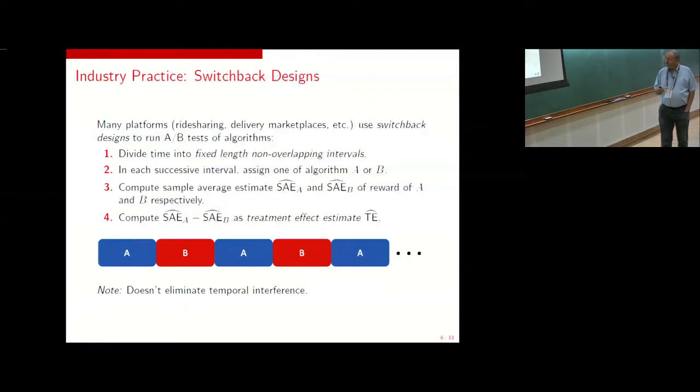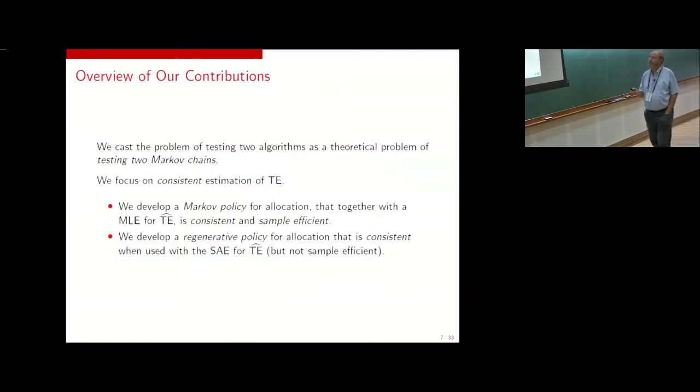So what we'd like to do is to somehow create a theoretical framework for thinking about how to create better algorithms that can reduce the amount of temporal interference present in doing these types of experiments. So a quite natural mathematical framework for thinking about this class of problems is to think about the platform state as being represented through some Markov chain.